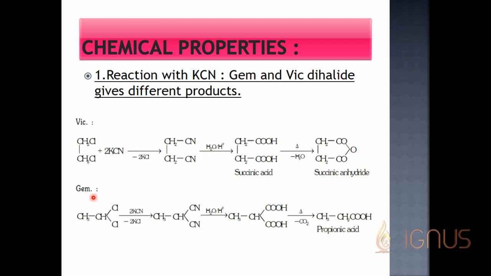But when the reaction is for geminal dihalides, the reaction will follow differently. Here we will be getting a dicyano compound. Then we will be getting diacids. But when we heat this, we will be getting an acid. In the previous case, it was anhydride, but here it is acid. Write down both the reactions. These are very important.